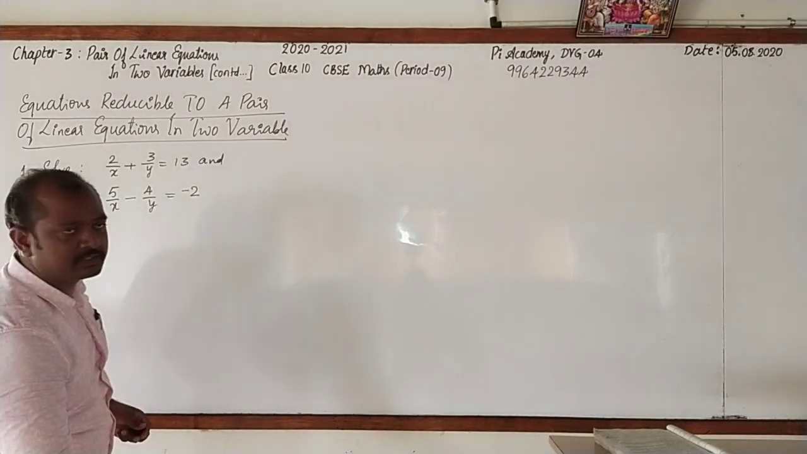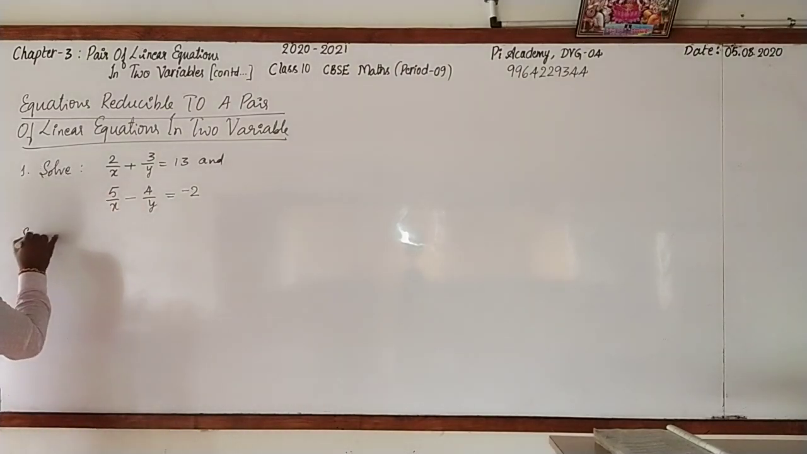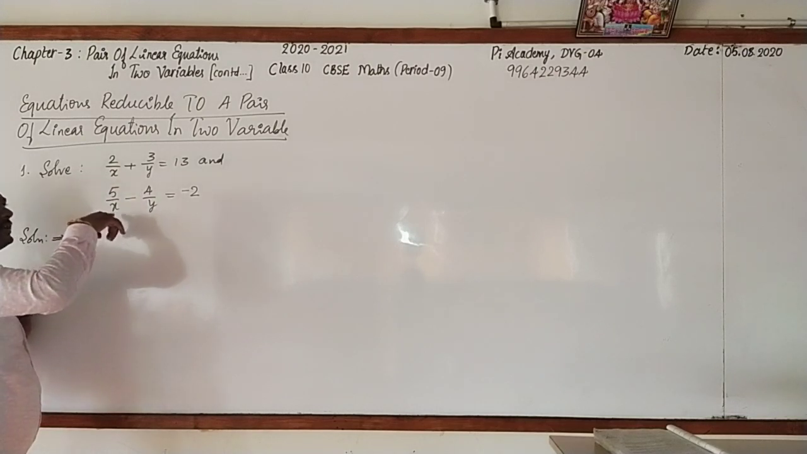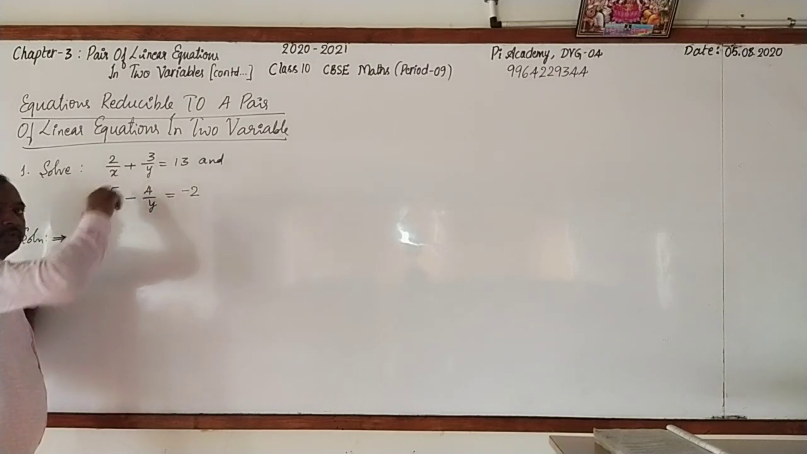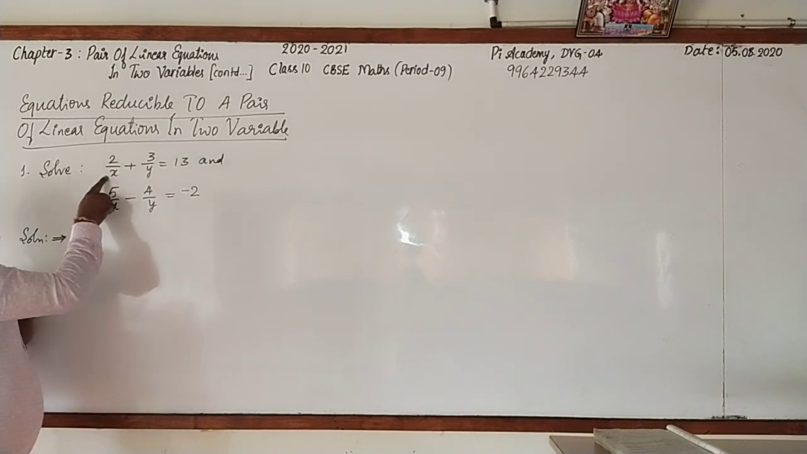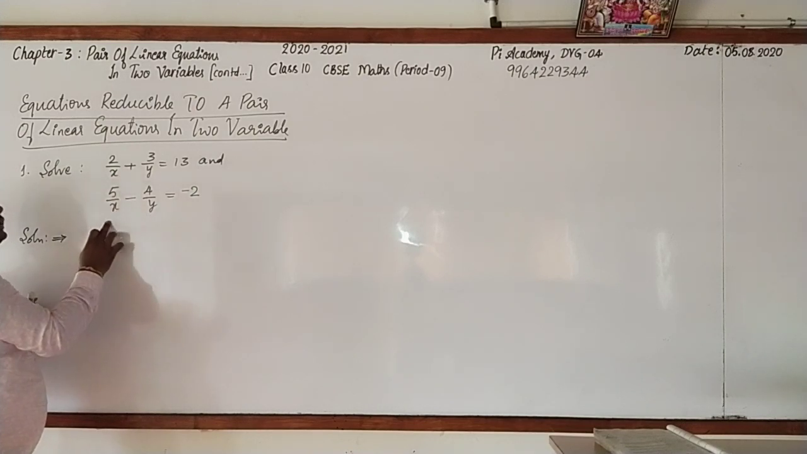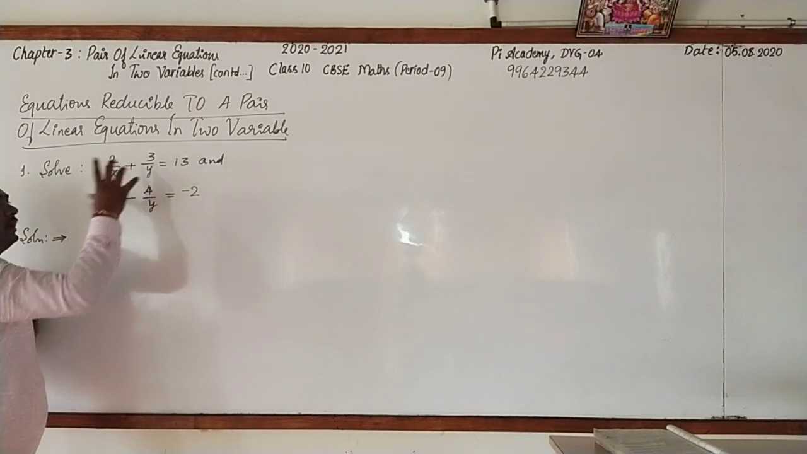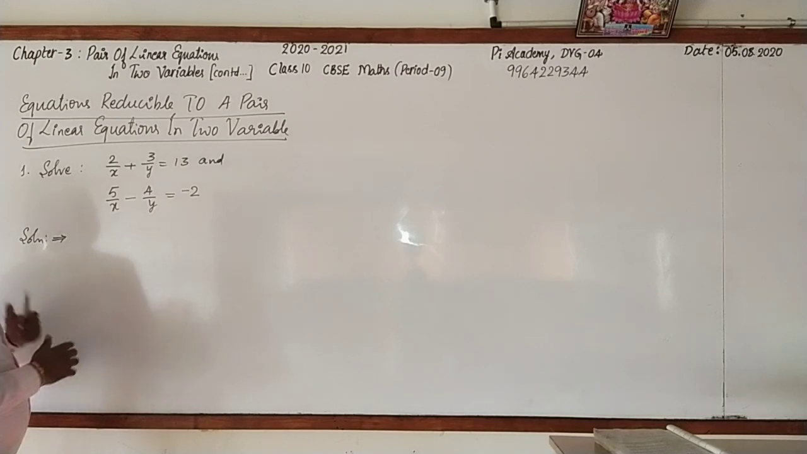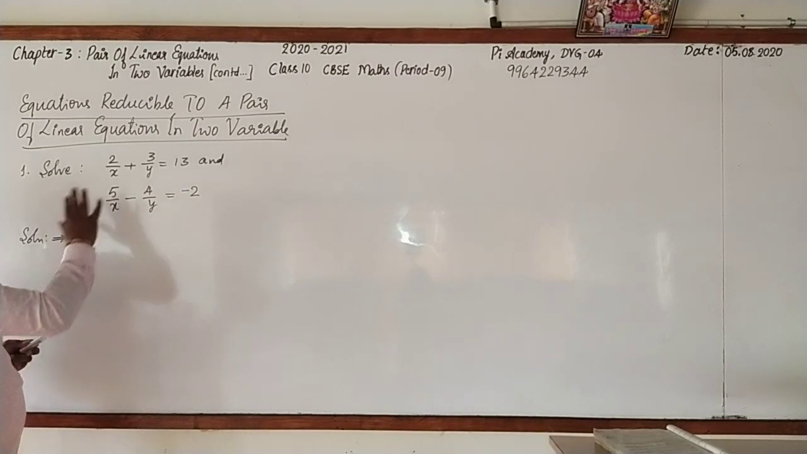Observe these equations. Could you tell what is the common thing in both the equations? When you come to the x term, of course you can tell that, sir, in both the equations x is there and y is there. But just by taking them as they are, we find it difficult to solve.